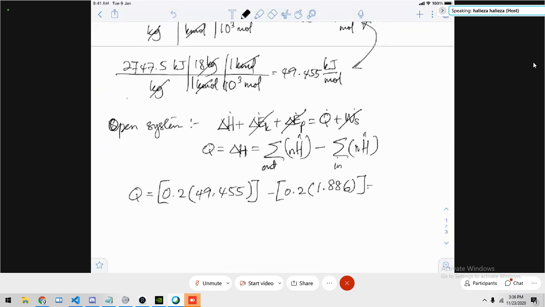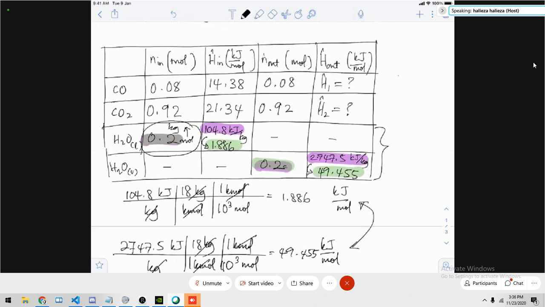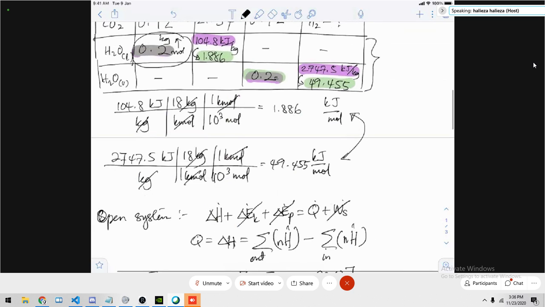What is the unit, first of all? This is mole, which cancels with your mole. You times it with kilojoules per mole, you cancel off, and the unit will be in kilojoules.